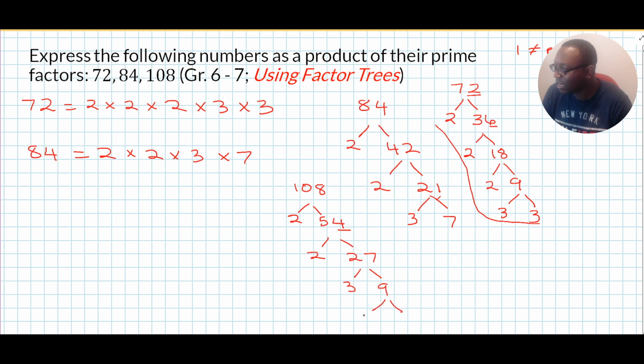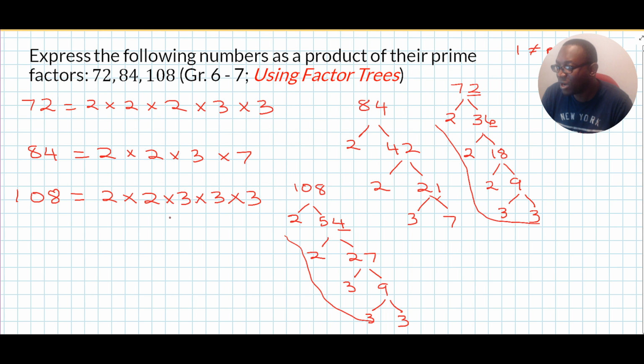And then 9 divided by 3, we have 3. So we're going to pick the leaves again here. So this is going to give us 108. It's going to give us 2 multiplied by 2 multiplied by 3 multiplied by 3 multiplied by 3.